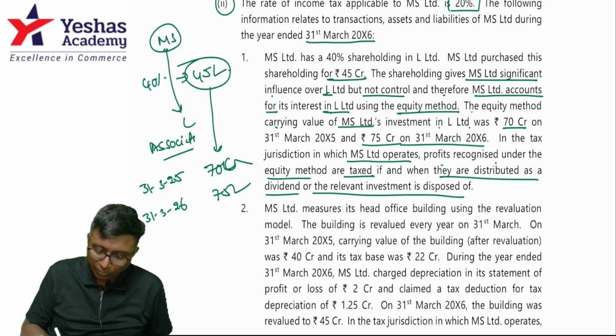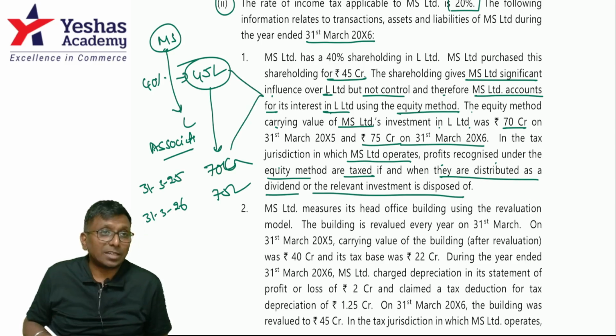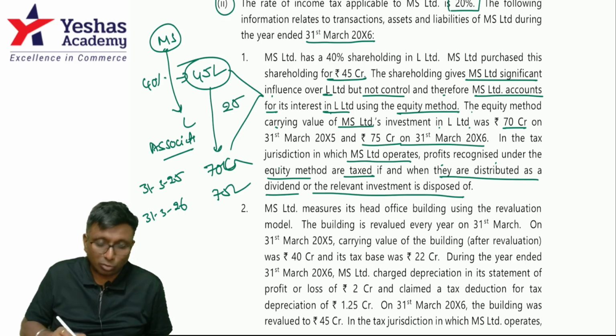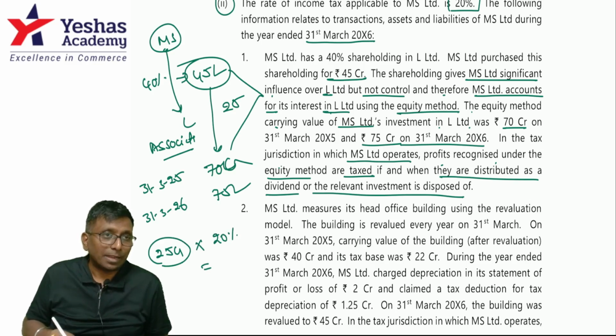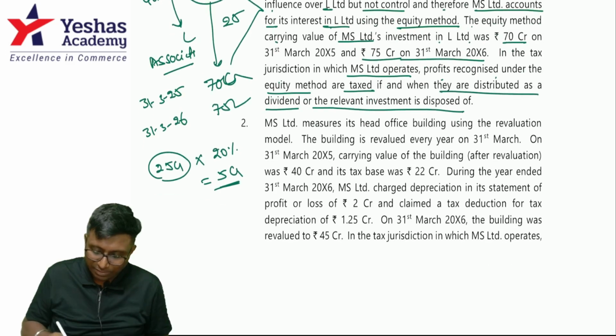So, what is the question here? What are you supposed to do? From 45 to 70 CR it has gone up. That means 25 CR has gone up. Correct? 45 plus 25 is equal to 70. 25 CR has gone up. So you are supposed to create, at the 20 percentage tax rate, a deferred tax liability. Deferred tax liability is equal to 5 CR. Correct. So what is the journal entry you will record for 5 CR?